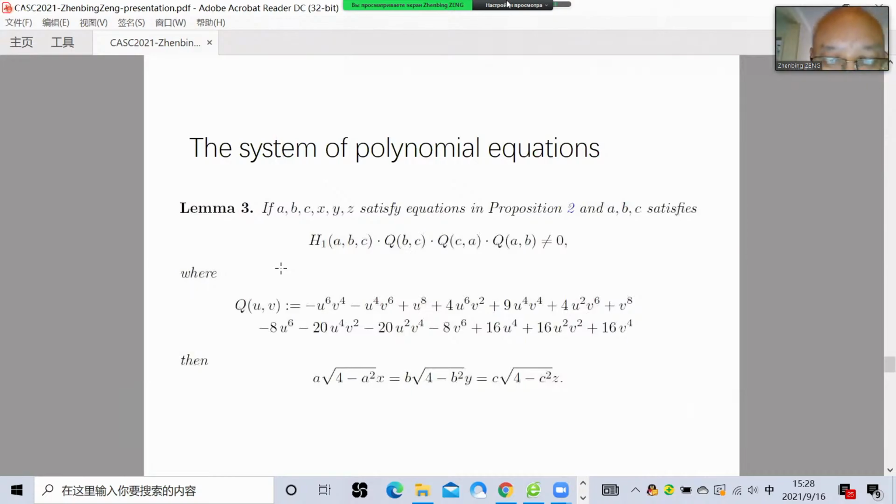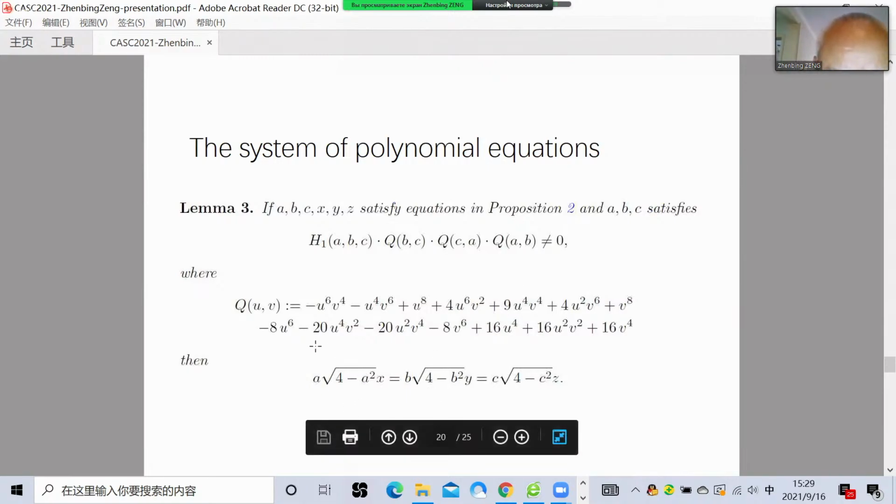Then we go further. The next result is if we can construct another polynomial Q, which is a bivariate polynomial. If H1 of ABC and the Q of BC, Q of CA, Q of AB are not equal to 0, then the original equation system can be simplified to this very simple form.